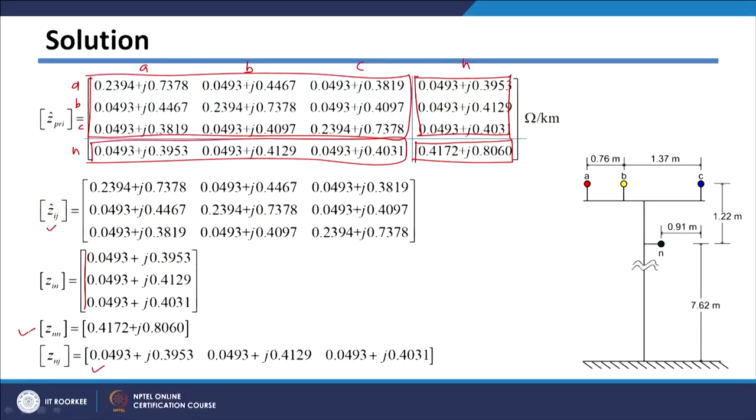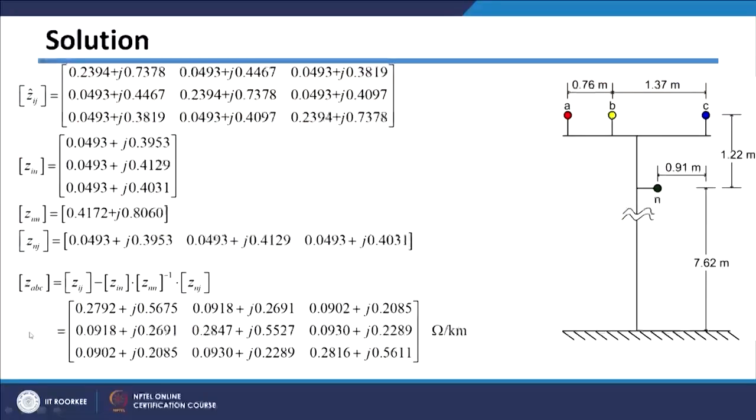So, from these 4 parts and using the expression of the Kron reduction which you have obtained, we can put these 4 parts into this Kron reduction equation, and if you do that I will get the phase impedance matrix, which is given by this. So, this is how we can get the series impedance matrix of your distribution line or feeder.